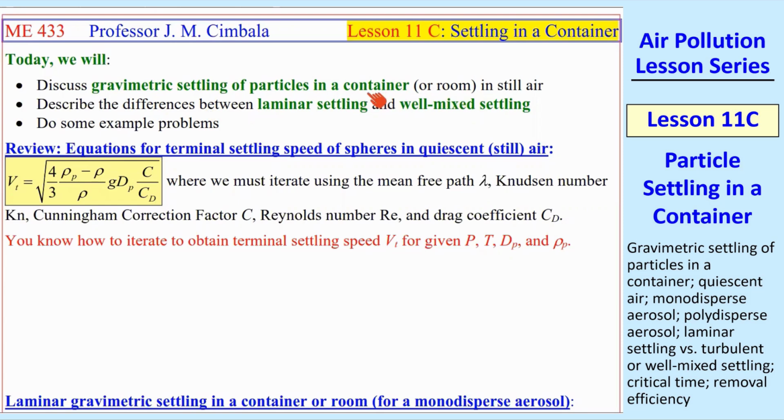Here we'll talk about containers, but the fundamentals we learn here are applicable to several other things, so I need to talk about this first. We'll also describe differences between laminar and well-mixed settling and do two example problems today.